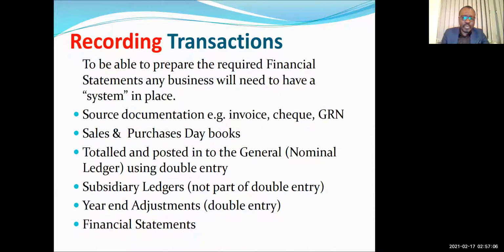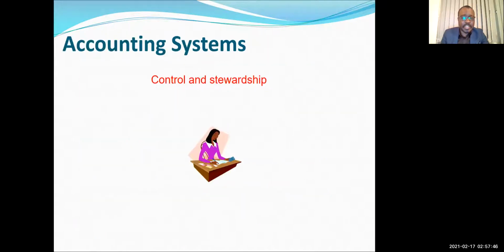Financial accounting will not be complete if we don't record transactions. So we need to always record the transactions using the right source documents, okay? Like the invoices, the checks, the GRNs, goods received notes. And of course, we must record them in the day books, the sales and purchases day books, sum them up and post them to the general ledger using double entry practices. And then also we try to adjust them at the end of the year. At the end of the year, we then publish or consolidate them into our financial statements, which we mentioned previously. So the profit and loss, the balance sheet, and then the cash flows.